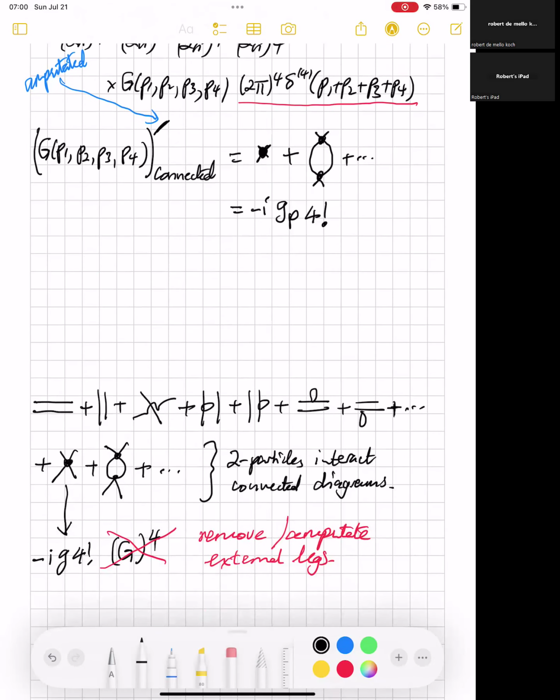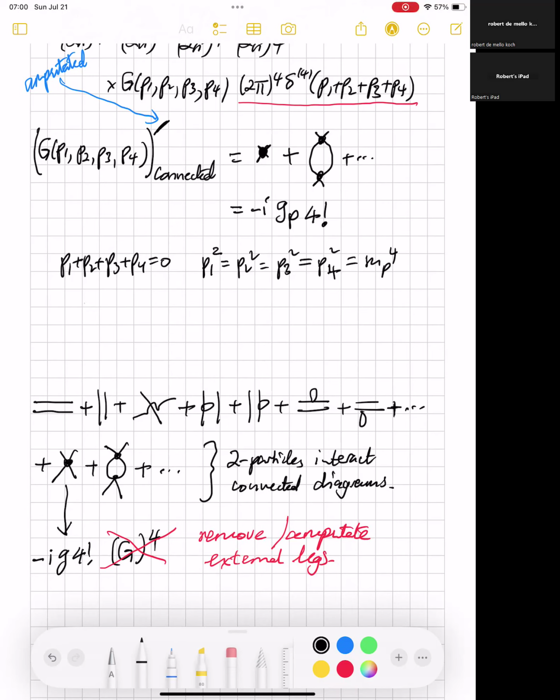But we're going to say a bit more. So we want to evaluate this where P1 plus P2 plus P3 plus P4 is equal to 0. And more than that, we want each of our momenta to satisfy the condition that P1 squared must be equal to P2 squared, equal to P3 squared, equal to P4 squared, equal to the physical mass squared.